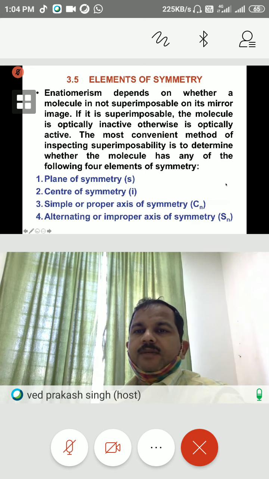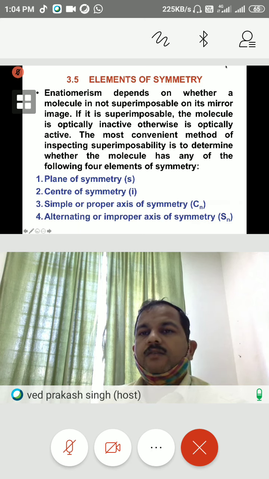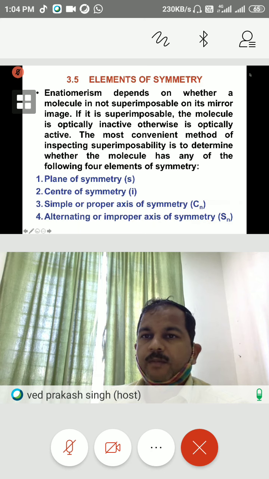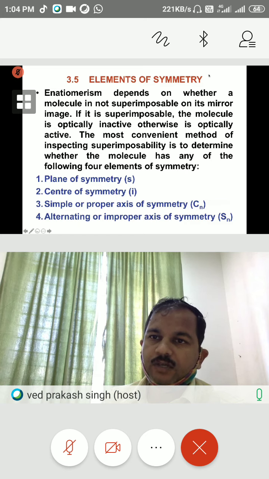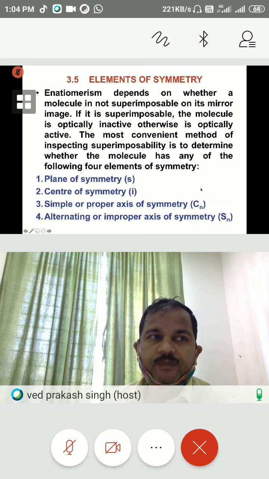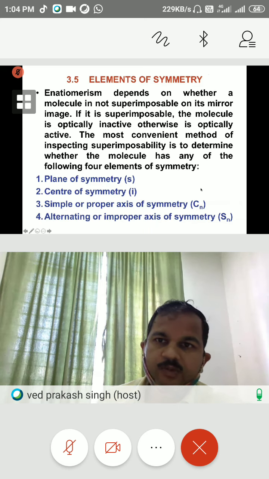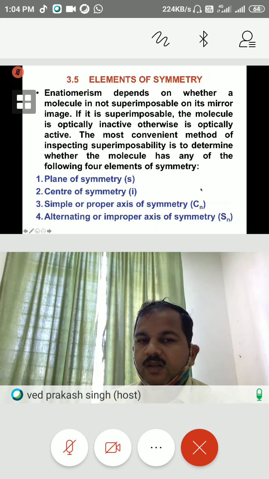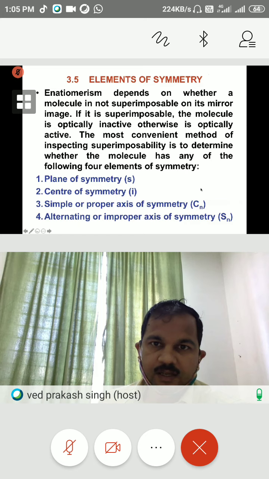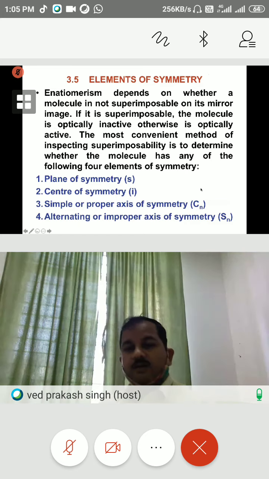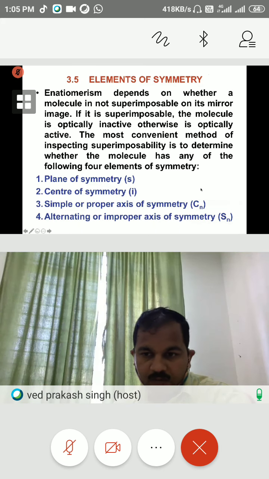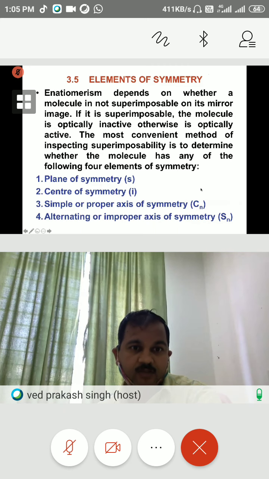Element of symmetry. Element of symmetry is very important to know about molecular properties when you are going to discuss enantiomers and diastereomers and all. That's why we will see a little bit about this. You people have already studied it in group theory, but we will see elements of symmetry here also, because we are going to discuss enantiomers. If a molecule is a little bit complicated, it is very difficult to decide whether it is an enantiomer or diastereomer.